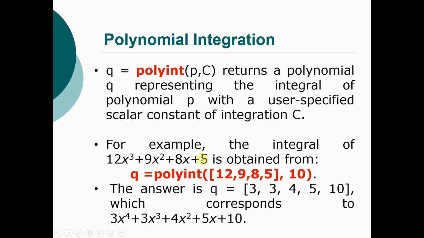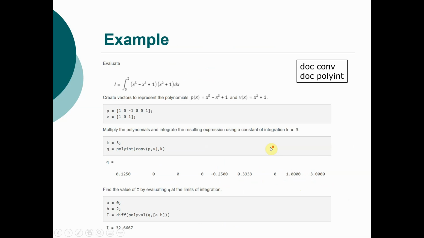If you want to find the antiderivative, you know that we have a constant. So you can also provide the constant value of your integral. Right, so this is going to be basically taking the integral of this polynomial, and it's going to have this constant at the end. Another example here, you see the application of polyint.